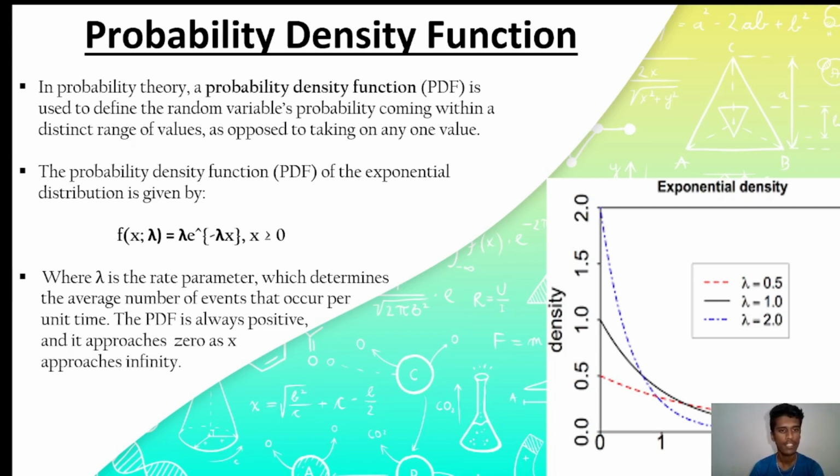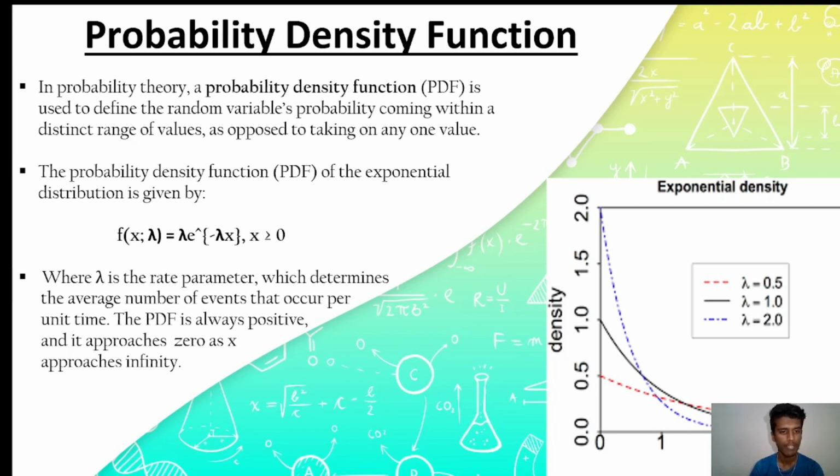The probability density function of the exponential distribution is given by f(x; lambda) equal to lambda e power minus lambda x, where x is greater than or equal to 0. This is the equation of the probability density function, where lambda is a rate parameter which determines the average number of events that occur per unit time. Lambda determines how many events are going to occur per unit time.